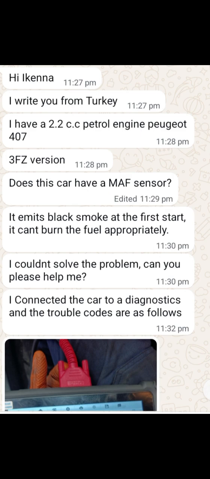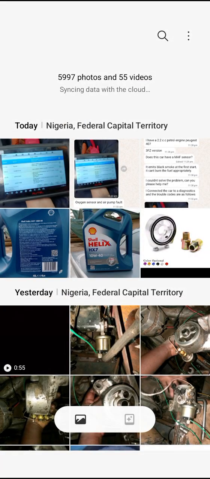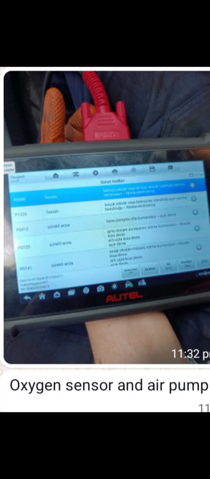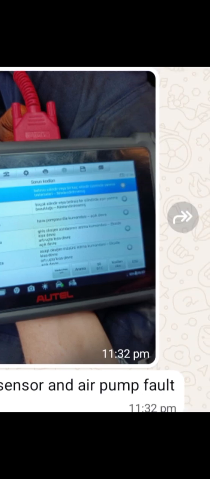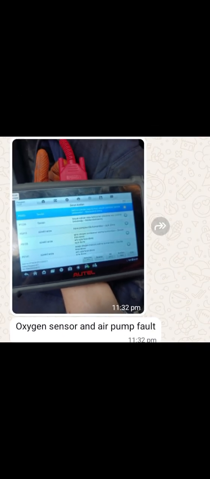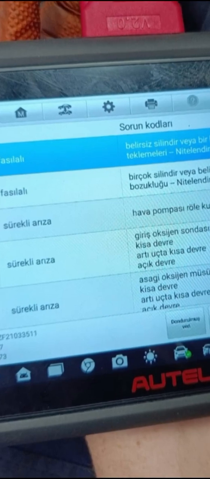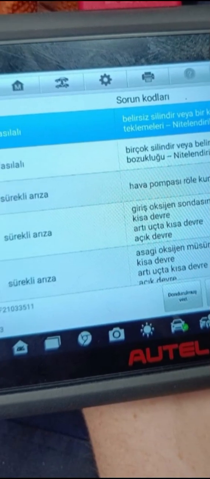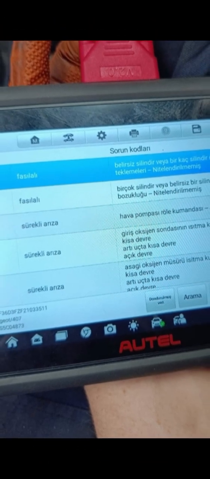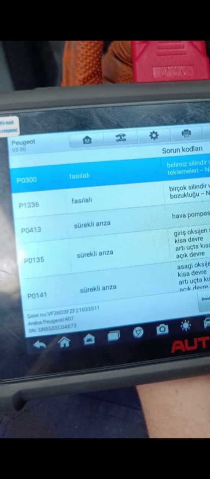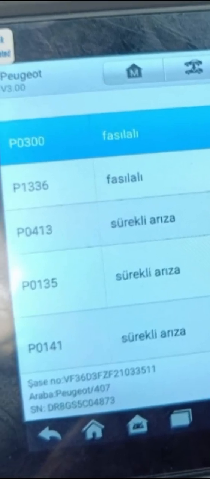Okay, so let's look at this. It says oxygen sensor and air pump fault. Okay, let me look at the other. So this is not in English. So this is the car scan, the scan report, but it's not in English. So what I've done, before I started this video, so let's work with this code.